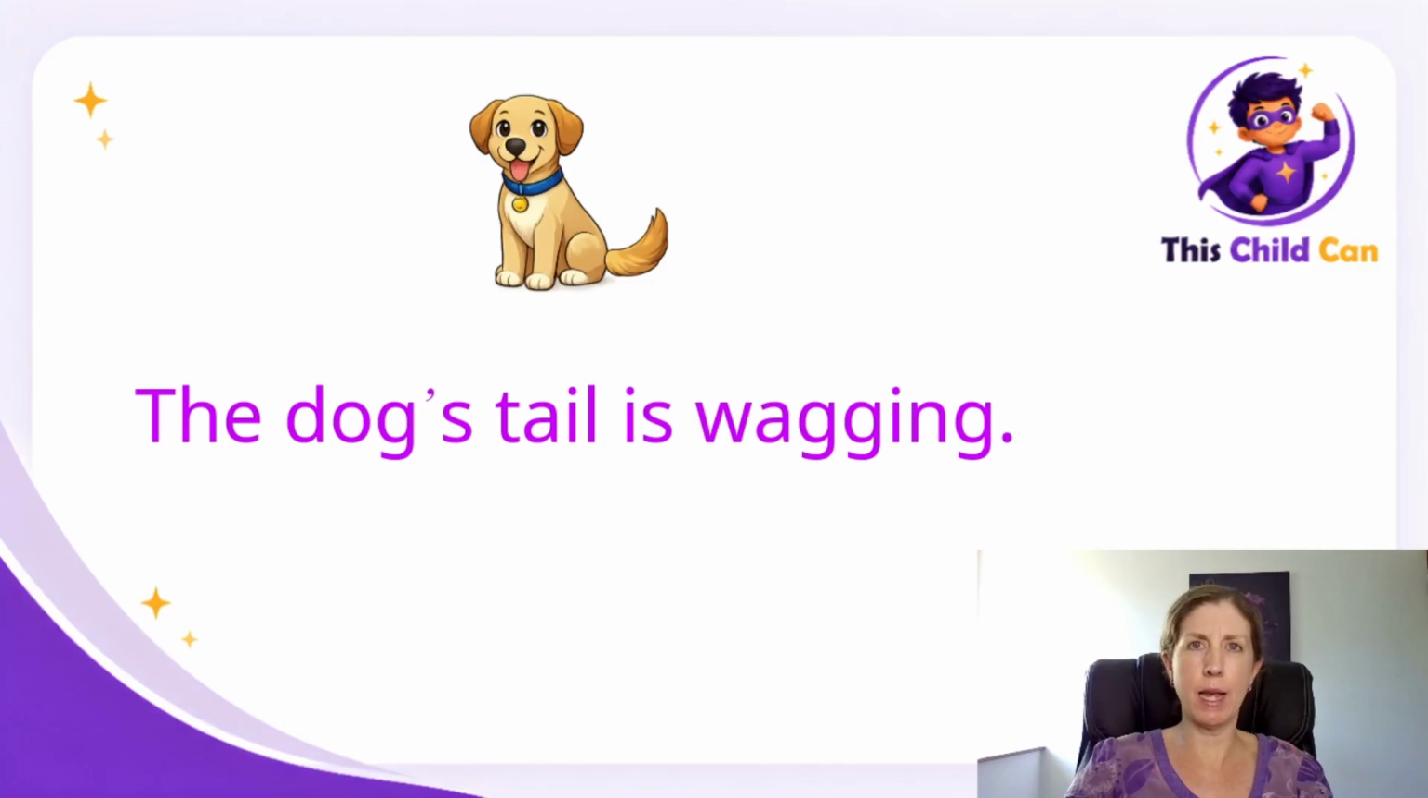Let's try a sentence now. The dog's tail is wagging. What belongs to someone or something? The tail. What or who does it belong to? The dog. So the apostrophe goes with dog.